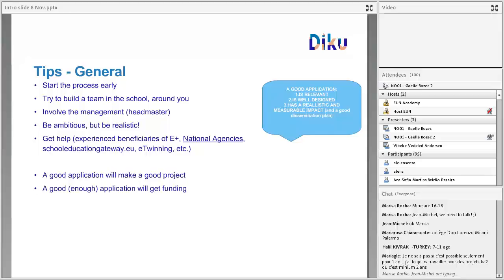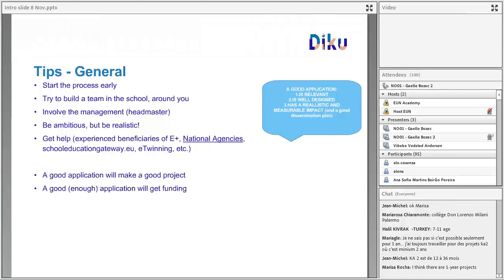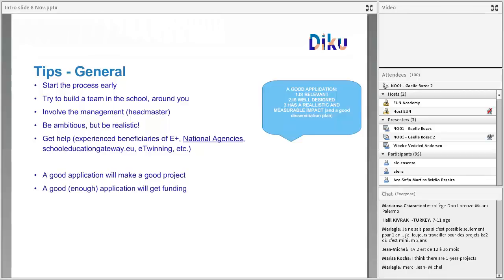Okay, now I told you it was just an overview. The details will come in the next modules, but I have actually listed tips in different categories. But a general tip is start the process early. Actually, it's November now. You are here. You have started the process. It's great. Good point. That's the way to do it.